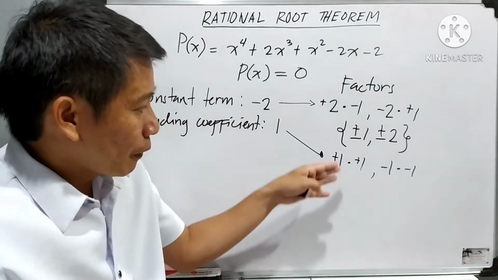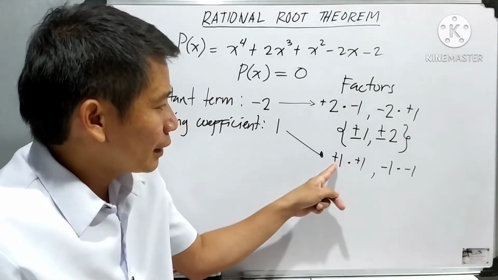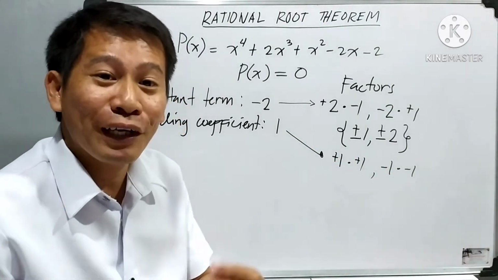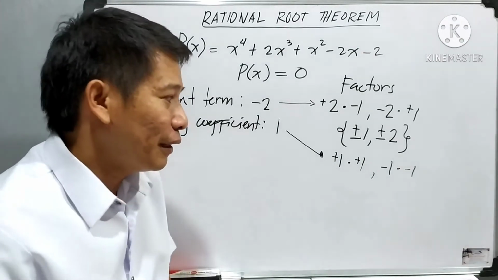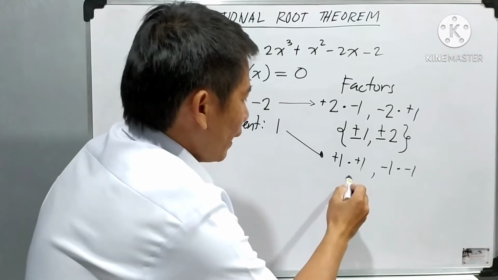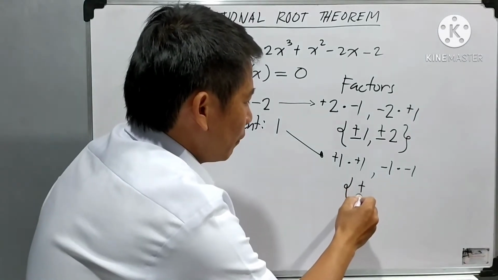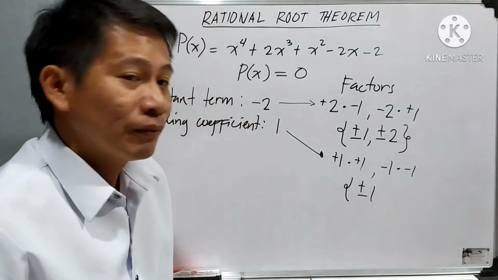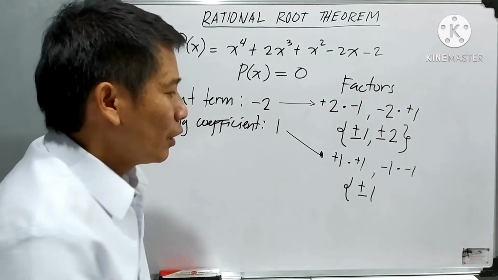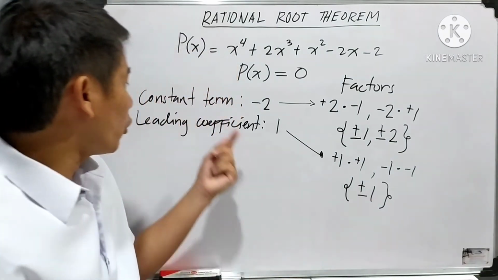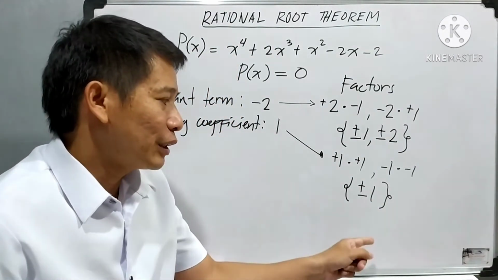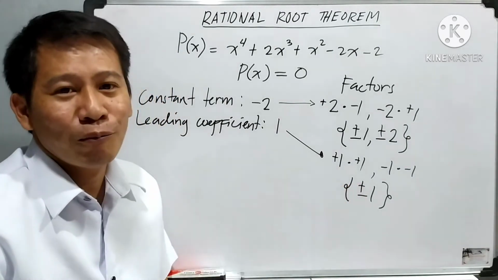As you will observe from our factors here, positive 1 is duplicated. And negative 1 is also duplicated. And we can summarize the factors of our leading coefficient 1 as simply plus or minus 1. So we just write the duplicated as 1, right? So in other words, our leading coefficient, positive 1, has 2 factors, positive 1 and negative 1.